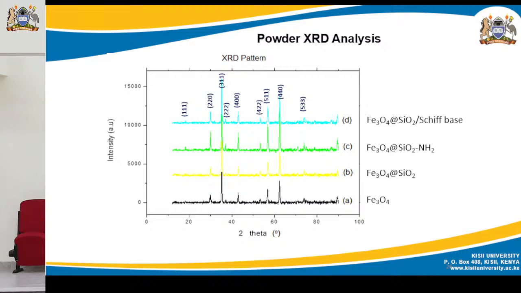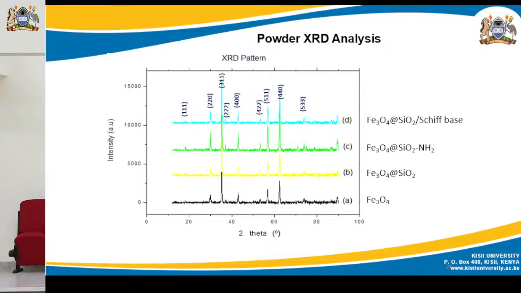And of course, this one is just a normal XRD that you can use to check what happens when you are synthesizing it. You have your iron oxide, you have the iron silicate, you have the iron silicate with the APTES, then you have the Schiff base, and you can see that transition going on. The silica, you cannot see it because it's amorphous. Since it's amorphous, you are not going to be able to see it on the XRD. The XRD will only work with something that is crystalline in nature.